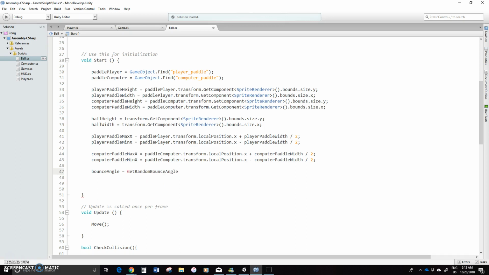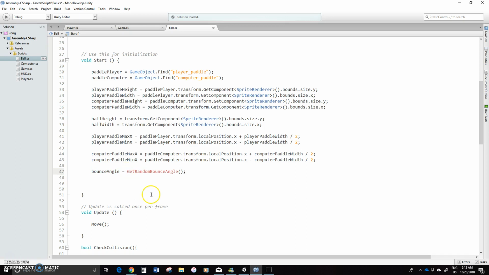Now, we don't have a function called get random bounce angle, so we're going to have to make this. Basically, at the start of the game, like I said, we want to have an angle that the ball is going to shoot at, and we're going to make it random. Okay, so let's go define this function here.